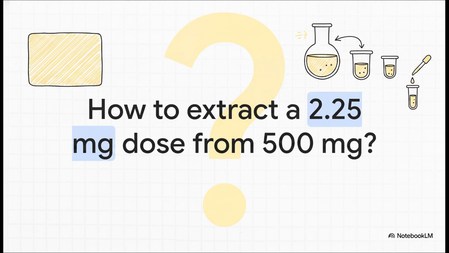I mean, think about it for a second. How on earth do you extract a tiny 2.25 milligram dose from a massive 500 milligram block of dry powder? You obviously can't just scrape off a microscopic corner and hope for the best. You need a rock-solid, systematic approach to safely navigate this kind of extreme mathematical scale. And that, of course, is exactly where serial dilution comes in.